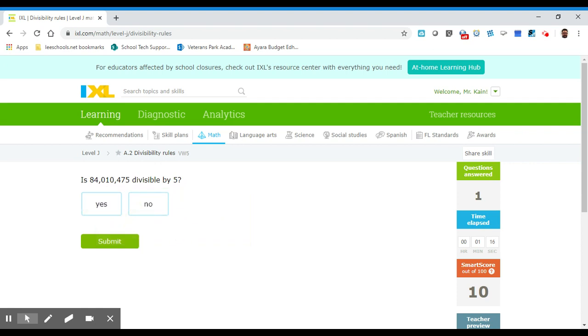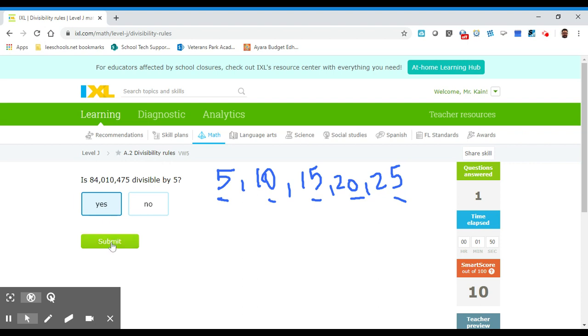Does this number divide by 5? The rule for fives is if the ones digit ends in a 0 or 5, it will divide by 5. The reason why is if you think about skip counting, right? You skip count by fives, you're going to go 5, 10, 15, 20, 25, and so forth. Every one of the ones digits is either a 5 or a 0. So if a number ends in 5 or 0, it will always divide by 5. So this one does divide by 5.